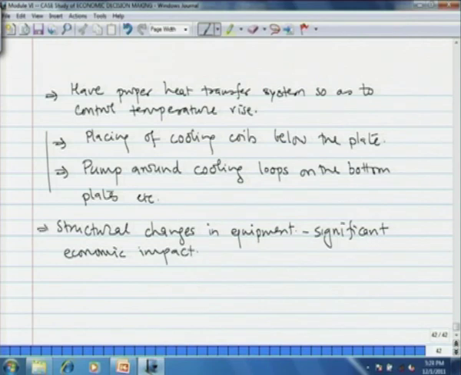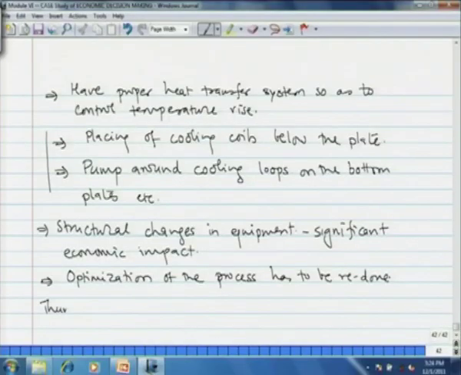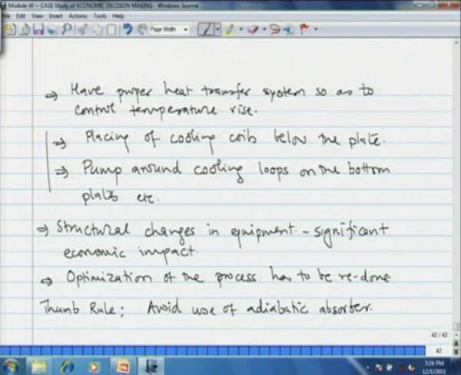And thereafter, I will have to carry out optimization again, after I do structural changes. Therefore, another thumb rule that we can develop out of our own analysis for the absorber is to avoid use of an adiabatic absorber, or make your absorber isothermal, as much isothermal as possible. So, this was essentially the complete case study of economic decision making, or finding the optimum values of parameters for a particular process unit.